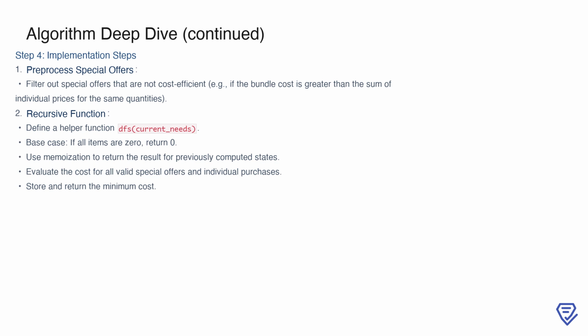Using memoization, we check if the current state has been computed before and return the stored result if it exists. The function evaluates the cost of all valid special offers and compares it with the cost of buying items individually for the current needs. The minimum of these costs is stored in the memoization table and returned. This approach ensures efficient exploration of all possibilities while avoiding redundant computations.